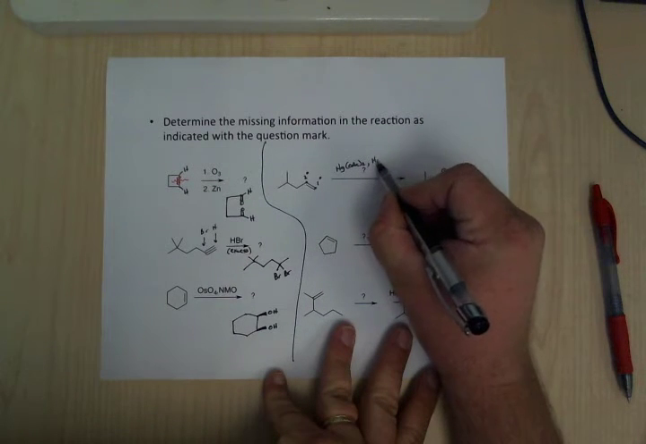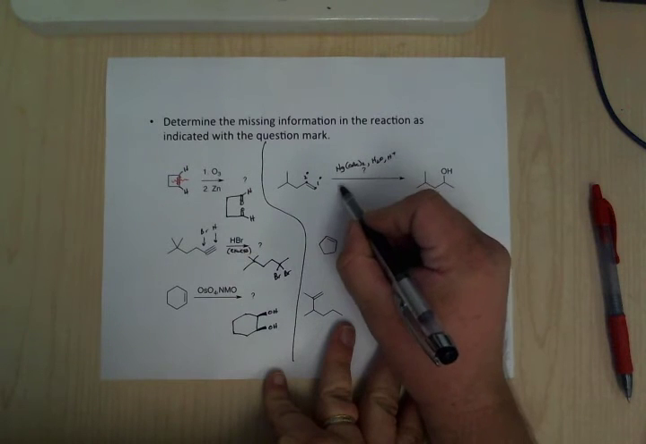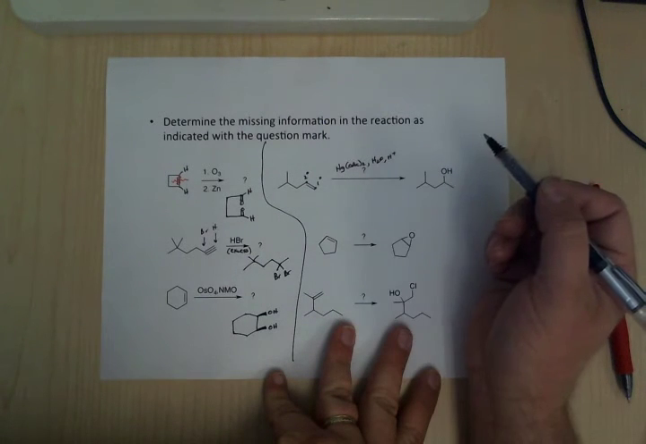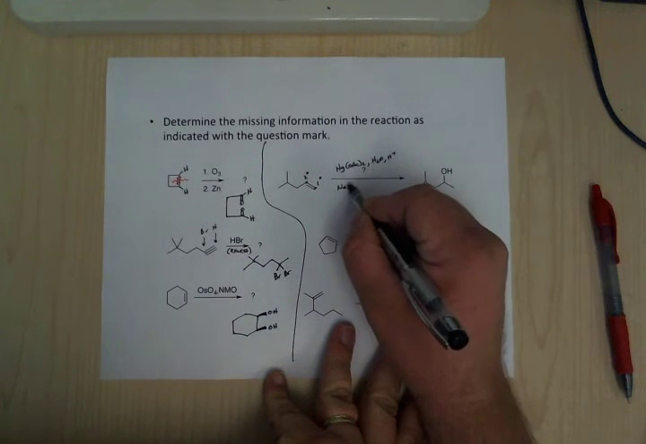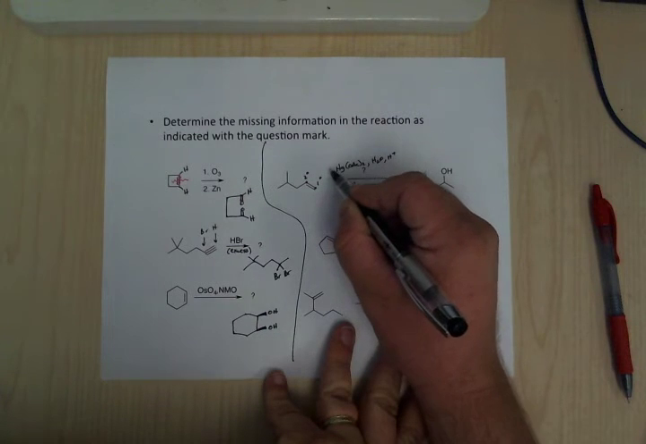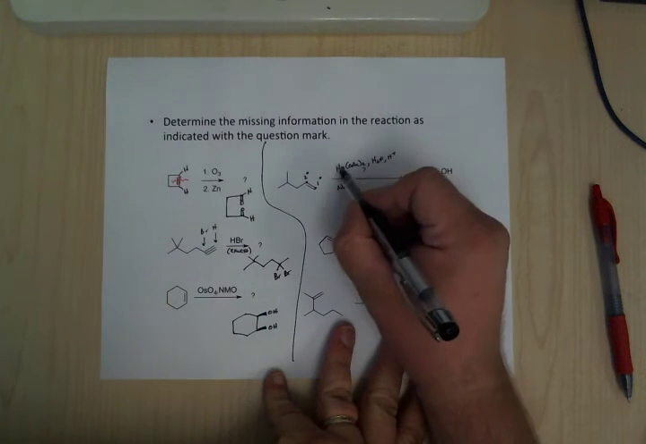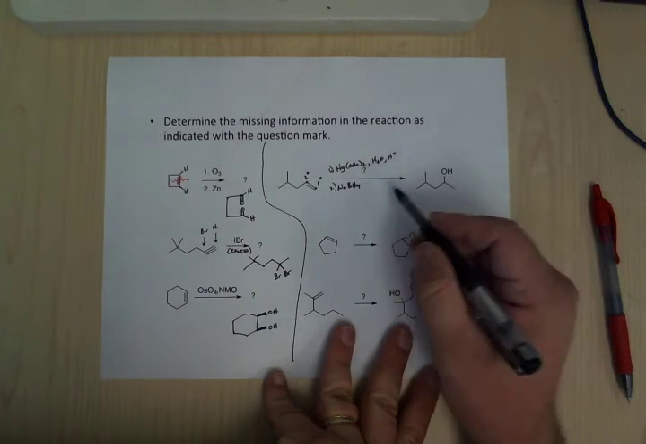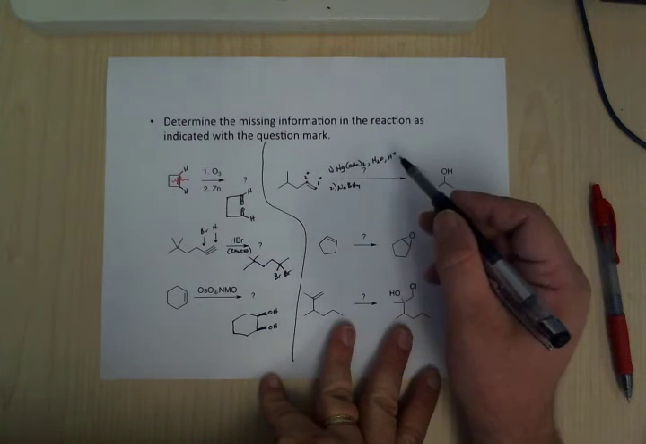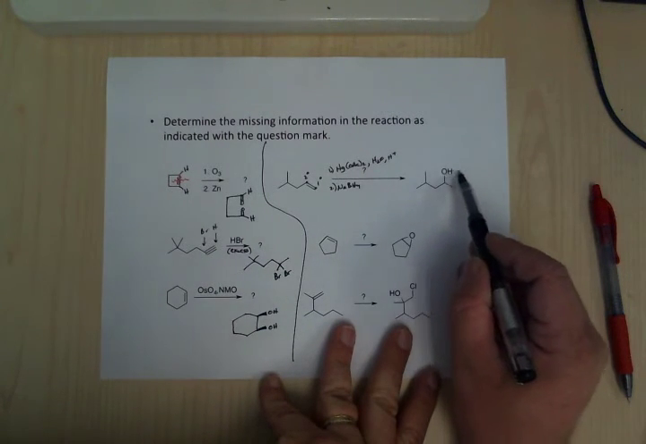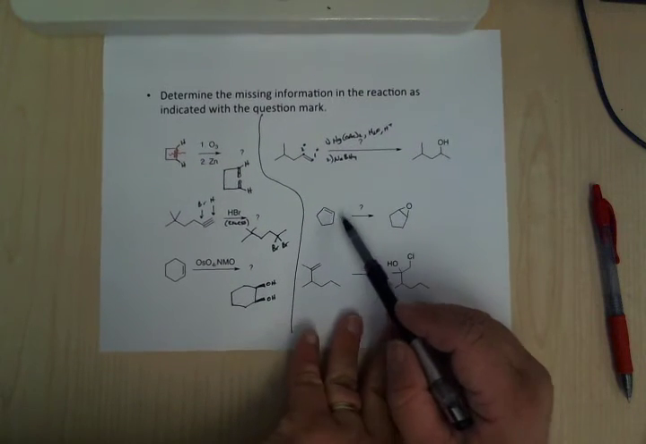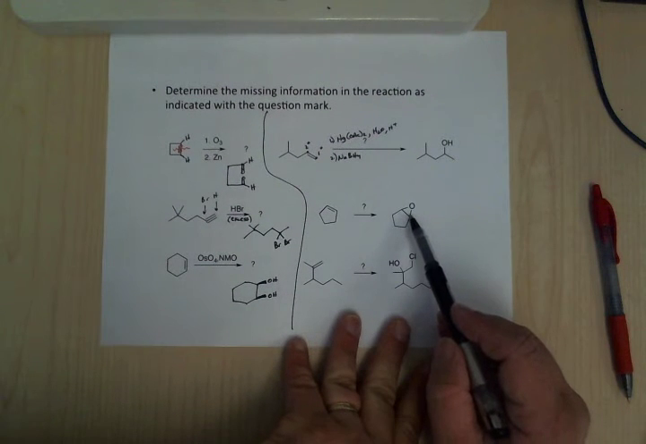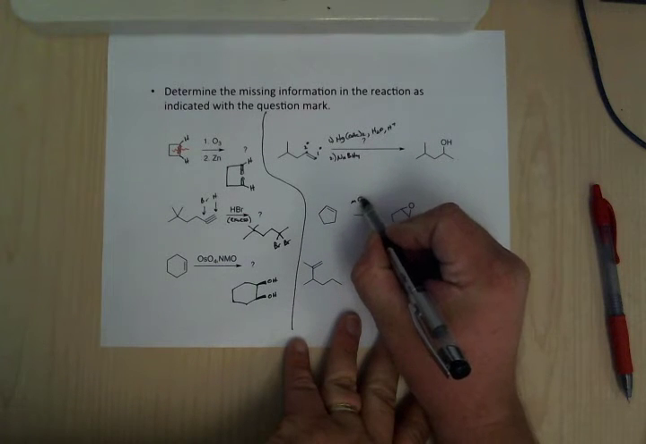H2O, H plus, and then I think it's sodium. Yep. This is the most important thing to put. That's what puts it here. Now here you go from a double bond to an epoxide. So what does that? You have to think back to your list. It's MCPBA.